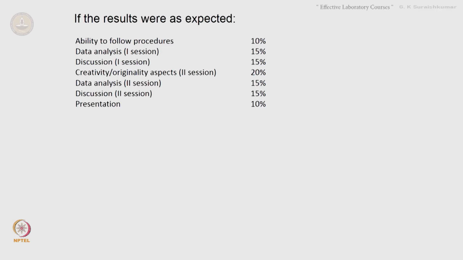If the results were as expected, the ability to follow procedures carries 10%. After each experiment, 2 sessions, they submit a report, 1 report per group, and the reports are graded something like this. Ability to follow procedures 10%, data analysis for the first session 15%, discussion of results 15%, which most students are not capable of initially. There are exceptions, but most students are not capable of initially. This is a learnt skill, and this they develop as a part of this, that carries 15%.